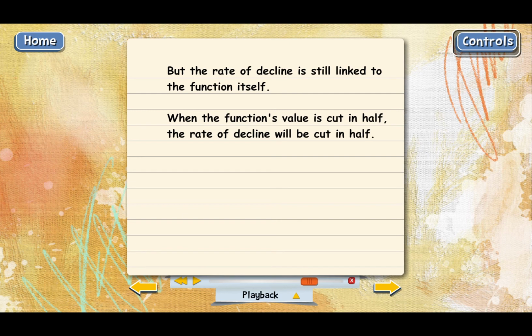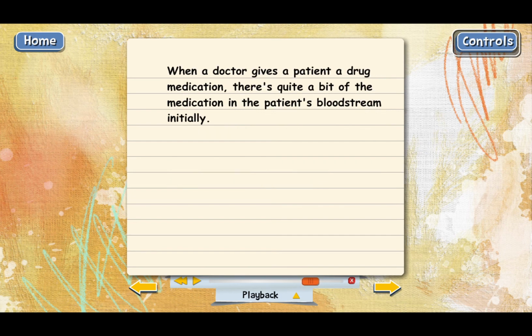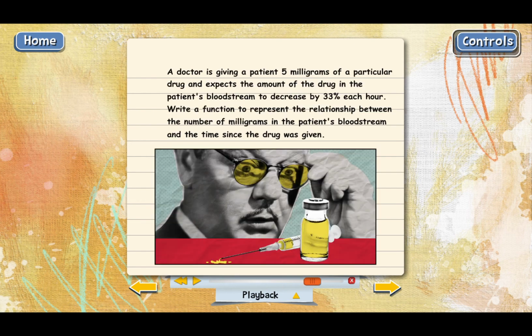Turns out there are a lot of real-world uses for exponentially decaying functions, just like there are for exponential growth functions. Just to show you one quick example, when a doctor gives a patient a drug medication, there is quite a bit of the medication in the patient's bloodstream initially. But then the amount of the medication in the bloodstream declines over time. Well, it turns out the decline can be represented by an exponential decay function. So here's our specific example.